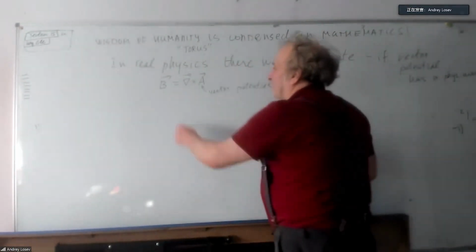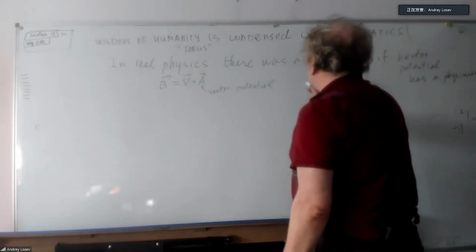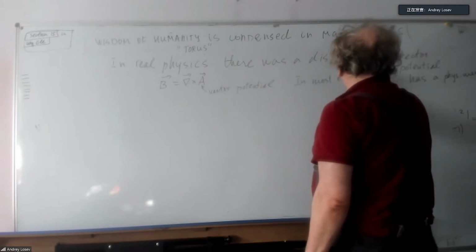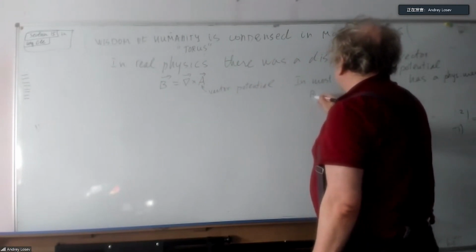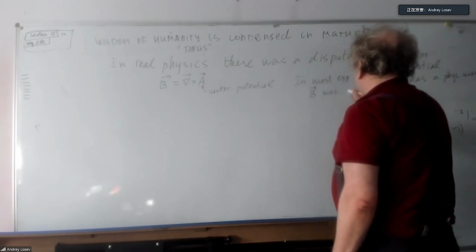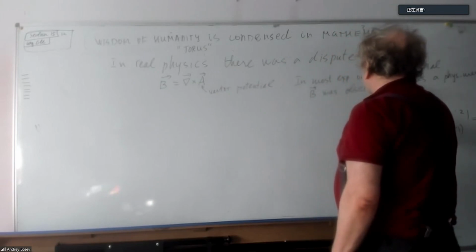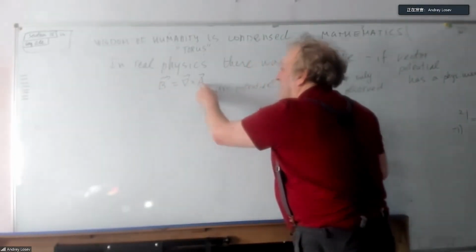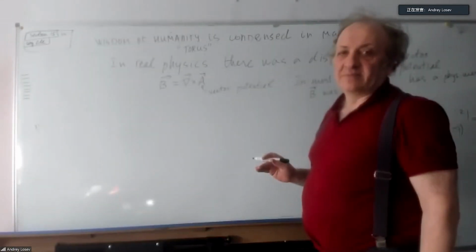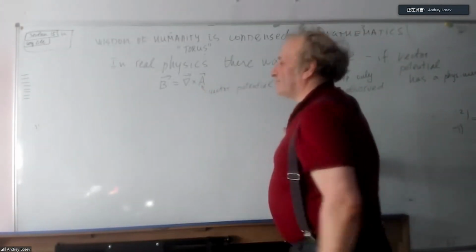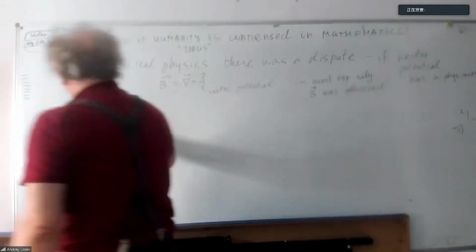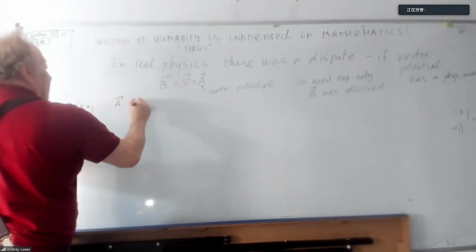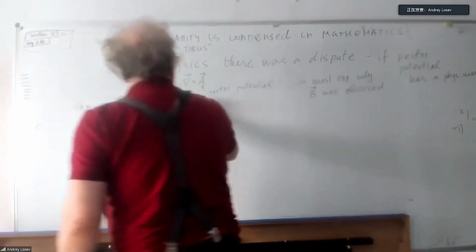And in most experiments, we observe only B. In most experiments, only B was observed. And that's why people were thinking that this A is something auxiliary, not a physical quantity. The conjecture was that A is just a mathematical object.